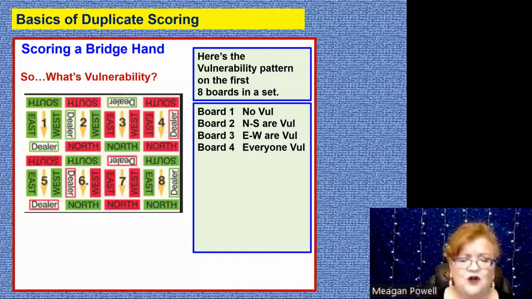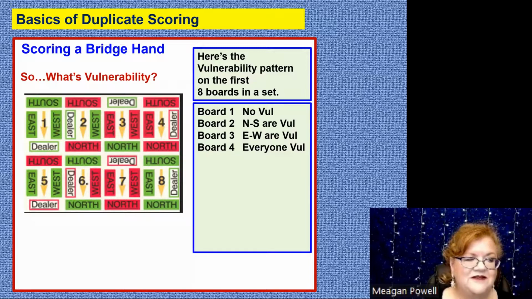It might help if you could also see board 9 to see the progress. But here's what I'm hoping you notice. On board 5, North and South are vulnerable. Board 6, East and West are vulnerable. 7, everyone is. On 8, nobody is.